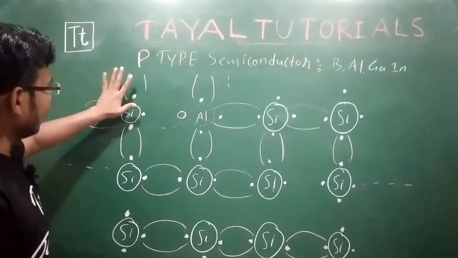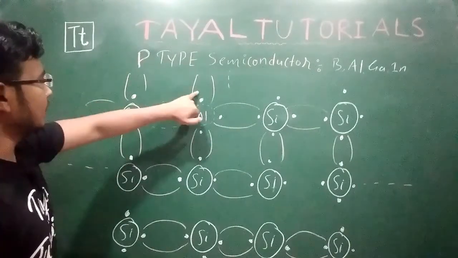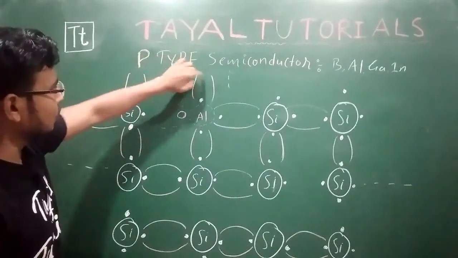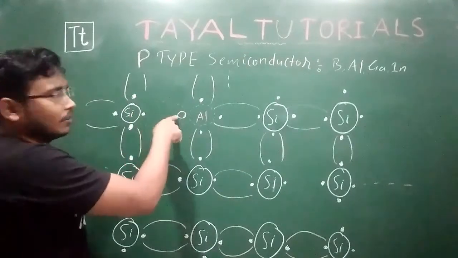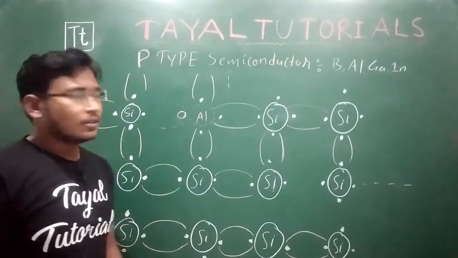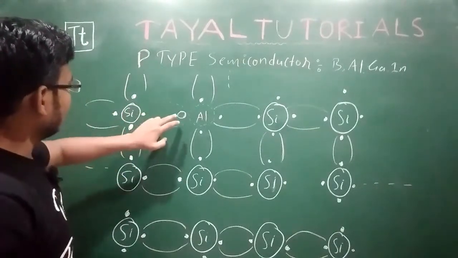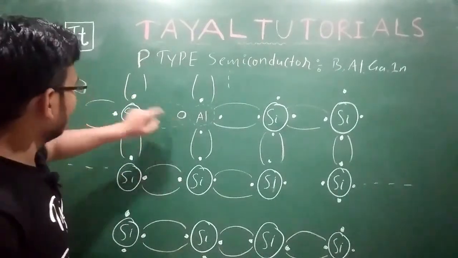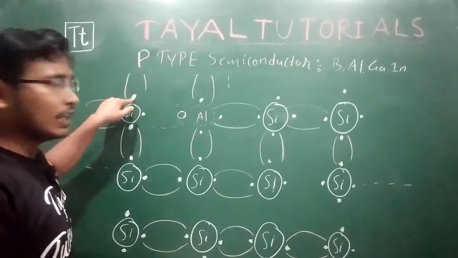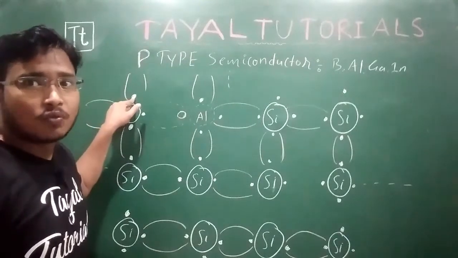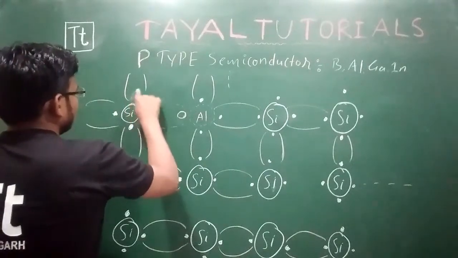So what happened? There is electron. There is a possibility of this electron to come here. There is possibility of this further electron to come here. Okay, so this is the vacancy. Here this electron can come if the temperature is getting increased. So this electron may come here. So what happened? When this electron comes there, here hole will be created. Means what? Whenever there is absence of electron, there will be creation of what? Hole.